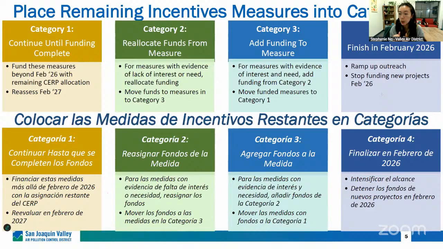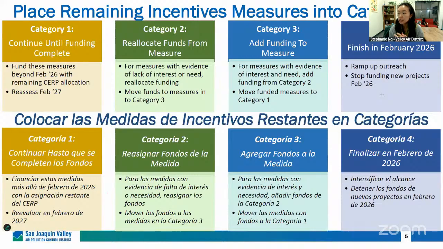The first category is measures that we want to continue funding until they're complete. We want to continue that through February 2026, and we think it'd be a good idea to keep reassessing on a yearly basis. The second category is measures where we see evidence of lack of interest or need in the SERP, where we want to work with you all to think about ways that we can use the funding on other emission reducing projects in the community.